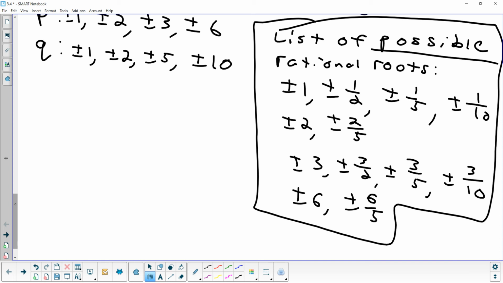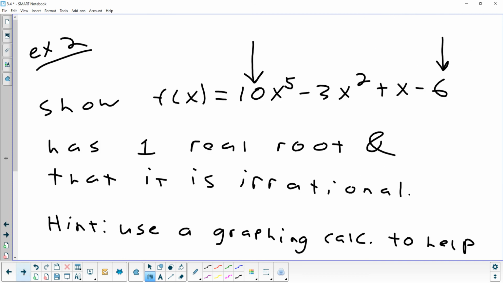Okay, any question on that? So it's just a list of places to check. Now, we're going to use that list to try to answer this question. Same polynomial. It says to graph it and prove that it has one real root. Okay, we'll use the calculator to do that. And prove to me that the root that it does have is irrational. Prove that it is irrational.